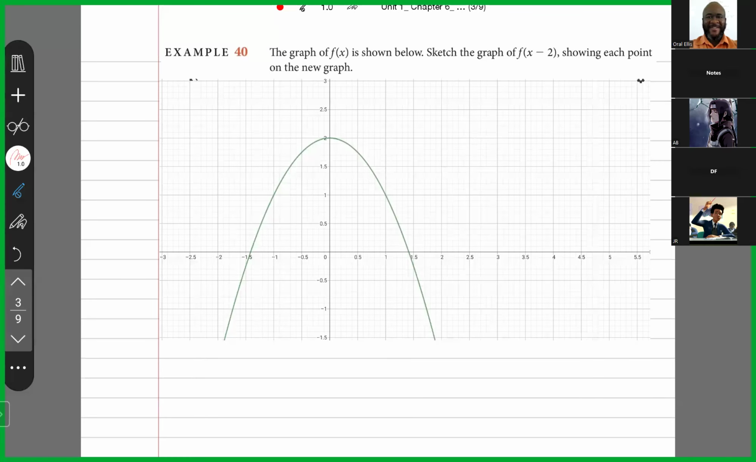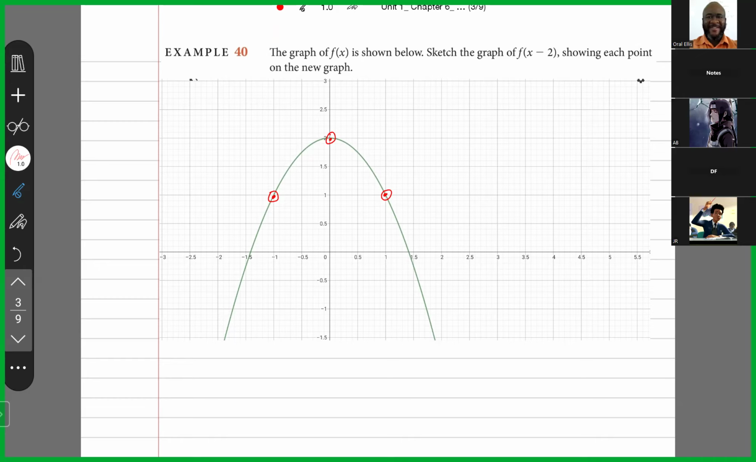All right, so example 40 says the graph of f of x is shown below. We're asked to sketch the graph of f of x minus 2, showing each point on the new graph. All right, so I guess we could identify some easily identifiable points, like here and here. We can look and see what those points become when we transform the graph.